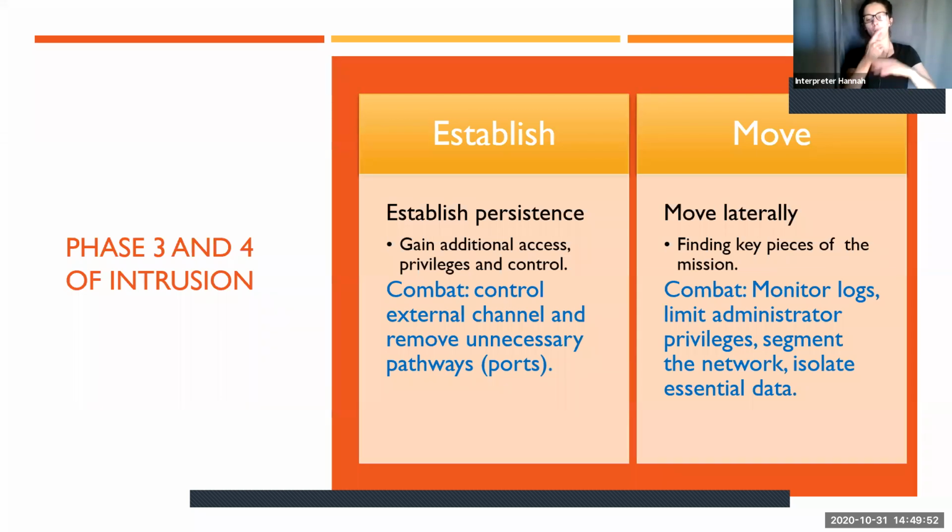Once they gain privileges, they're going to move across. So move laterally, finding key pieces to their goals. And so we would limit administrator access. We would monitor our logs. We would isolate different segments of the network, and we would isolate different data. Okay.